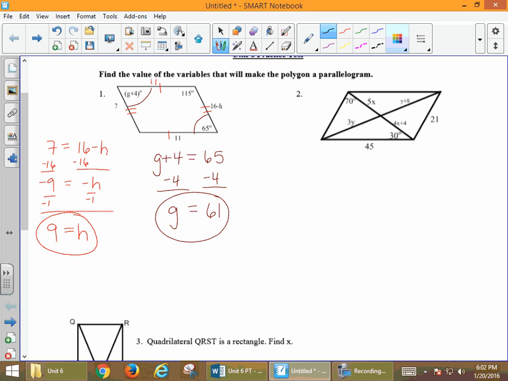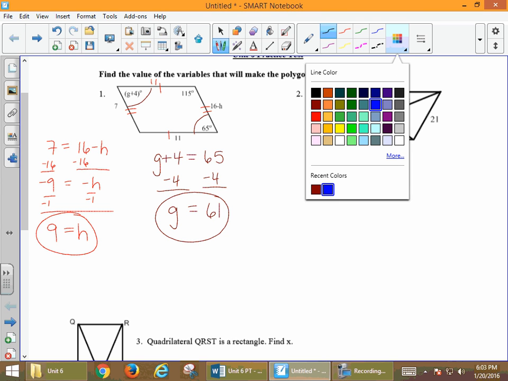Looking at number 2. Number 2 is also a parallelogram. It says find the variables that would make this thing a parallelogram. The next two things we need to know about parallelograms. Yes, opposite sides are the same, so the bottom is 45, so the top has to be 45. The right side is 21, so the left side is 21. I know all that. However, my variables are now inside on my diagonals. One of the things that we should know about all parallelograms is that the diagonals bisect each other. So both diagonals will bisect one another.